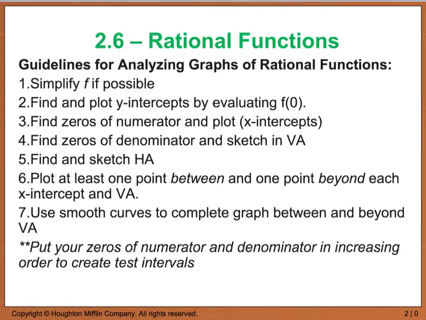And then what I would like for you to do is plot 1 point between and 1 point beyond each x-intercept and vertical asymptote. And I'll show you how to do this. We're going to create a table. Then we're going to use some smooth curved lines to complete the graph. And then we should be all done. Now the one thing I did want to make a note of is I want you to put your zeros of the numerator and the denominator in increasing order from smallest to largest so that we can create those test intervals, which we did a couple sections back.